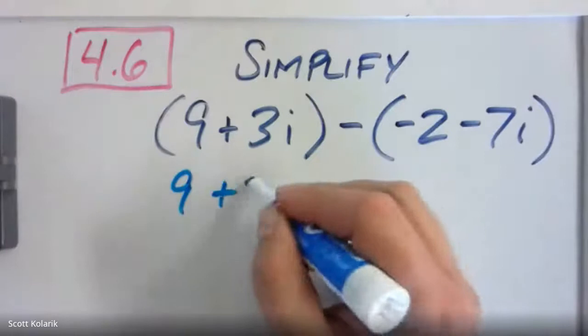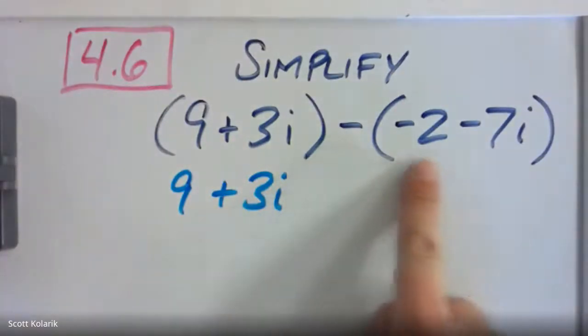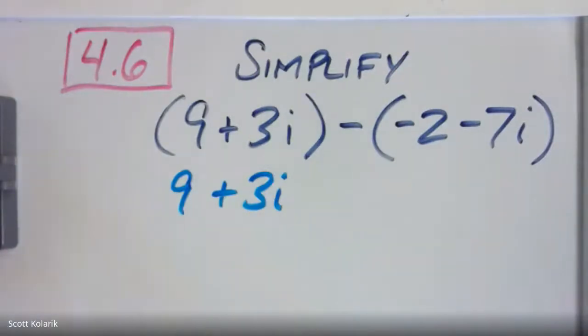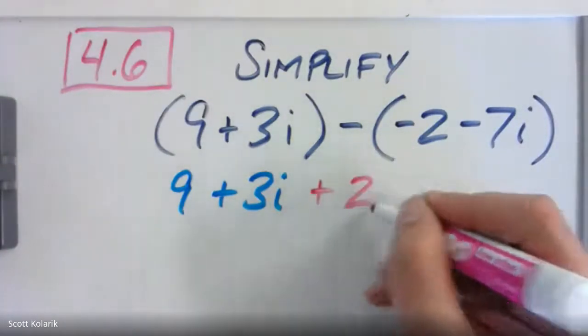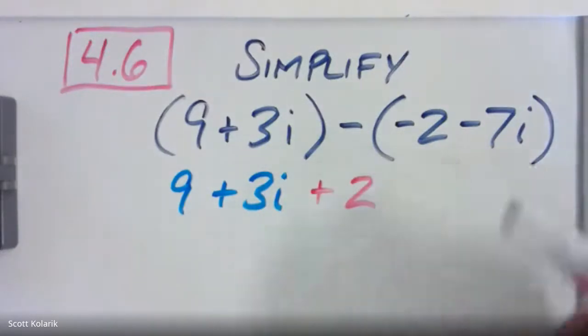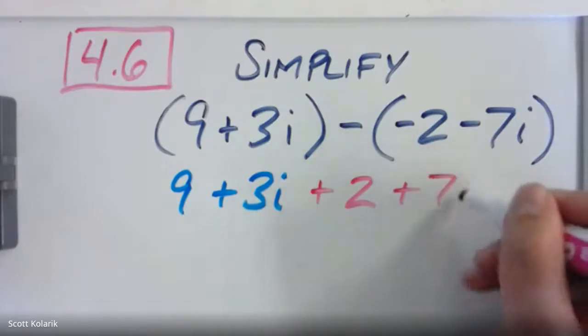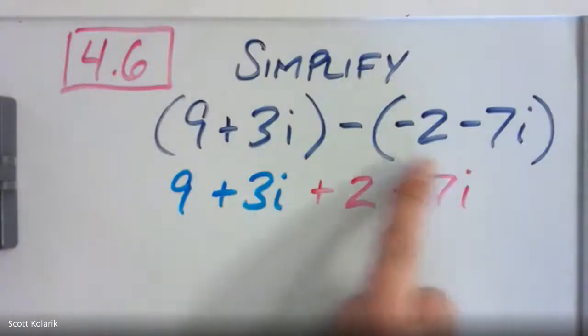That's still 9 plus 3i. Okay, but now when I subtract -2, if I subtract a negative, that's the same thing as adding, so that turns into plus 2. And then when I subtract this negative 7i, that again will flip that sign into plus 7i. Important first step here, arguably the step that confuses and messes up the most students. Take the time to distribute in that negative.